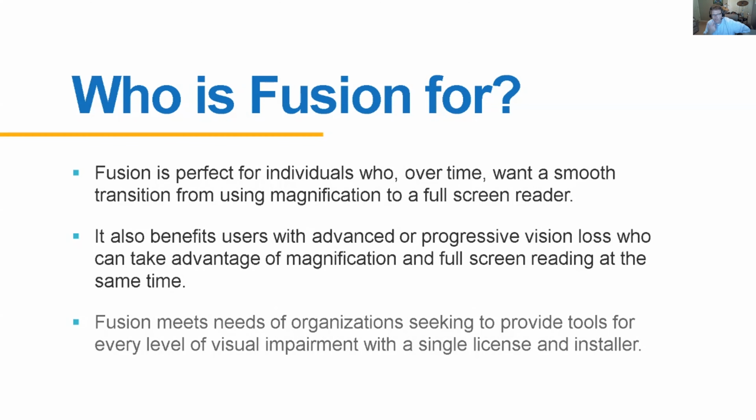So basically, when you install Fusion, it's going to put 3 icons on your desktop. It's going to put ZoomText Magnifier Reader, JAWS, and then you'll have a Fusion icon. So you can run ZoomText by itself, you can run JAWS by itself, or if you activate the Fusion icon, it's going to run both at the same time as Fusion.